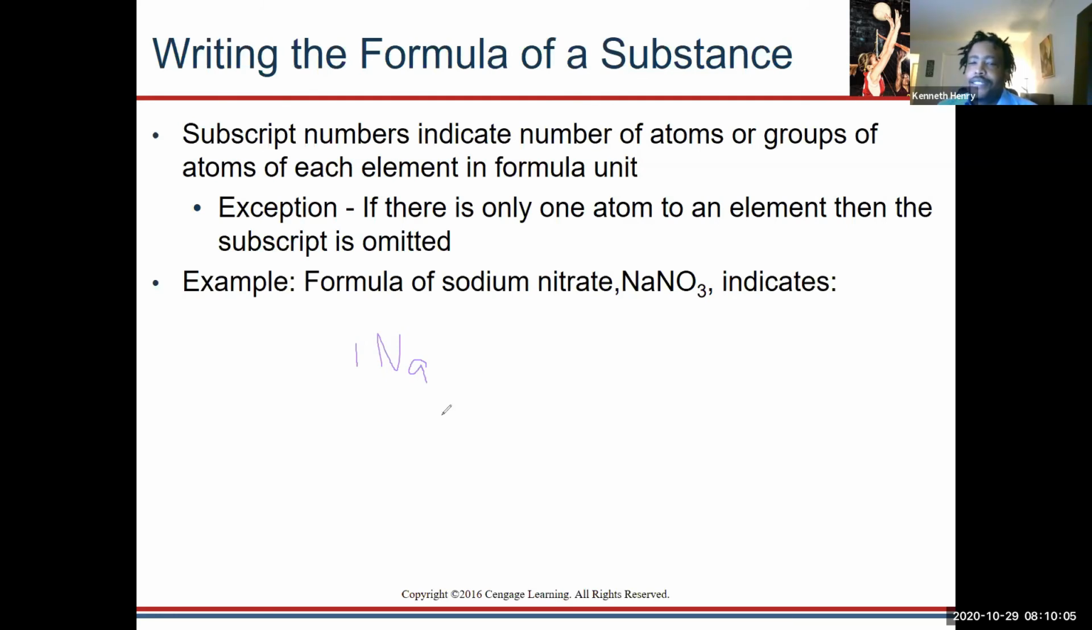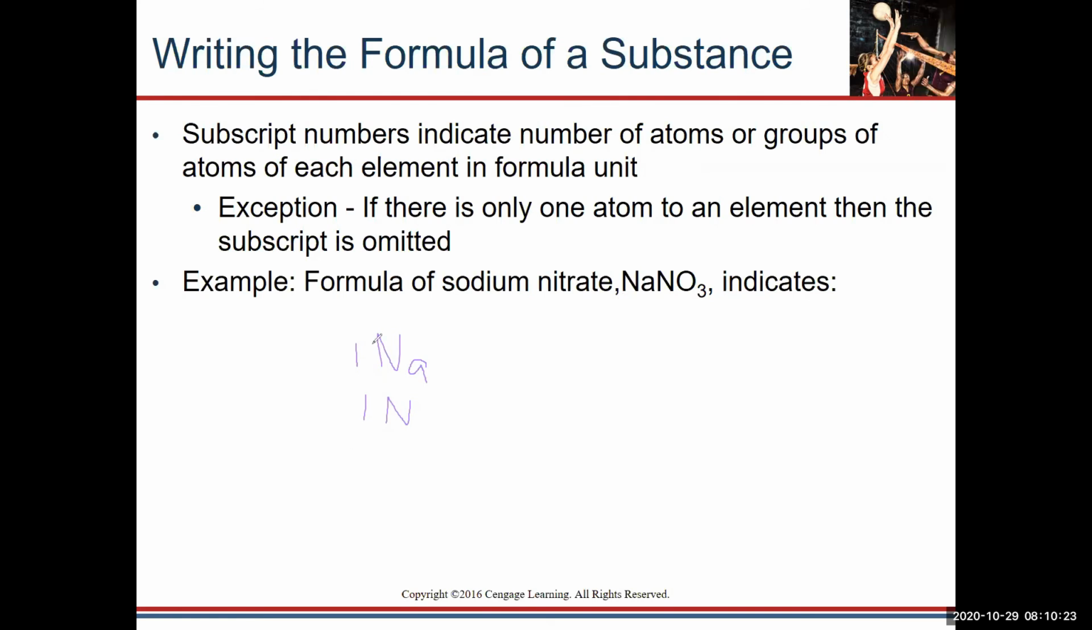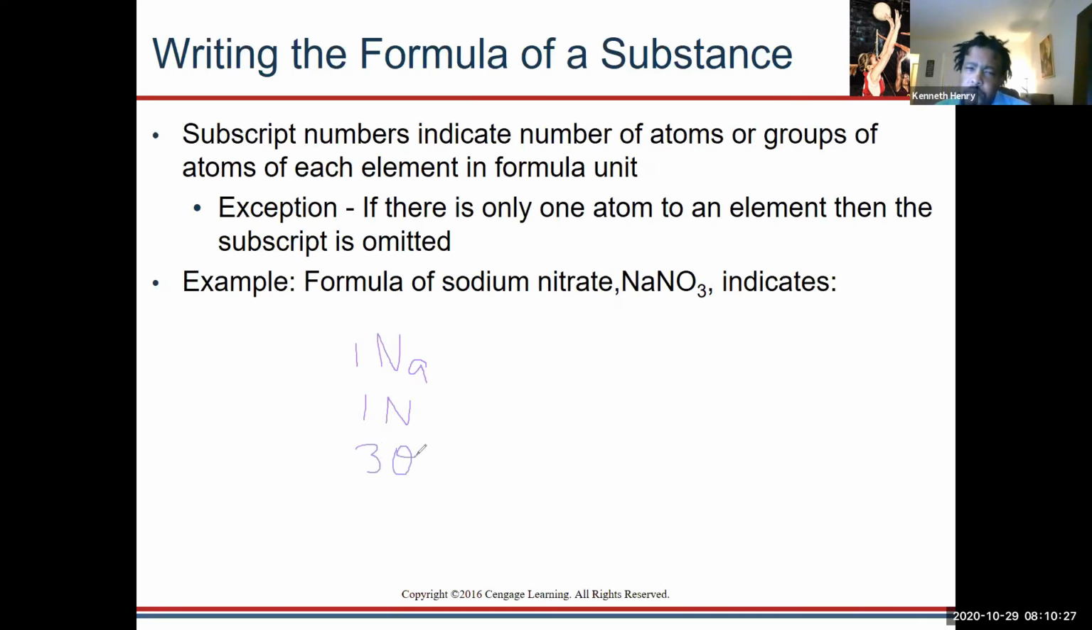Okay, Whitney, since I took Mandy's answer, what about nitrogen? How many nitrogens do we have? We have one nitrogen. And let's see. Aubrey, how many oxygens do I have? 3. 3 oxygens. Okay, pretty simple, right?